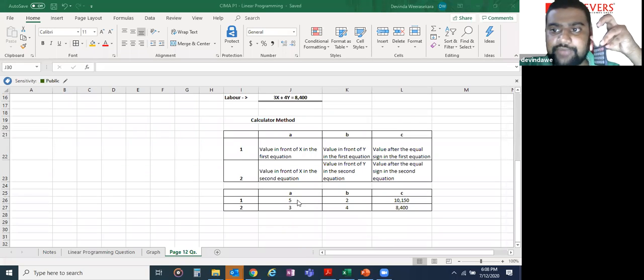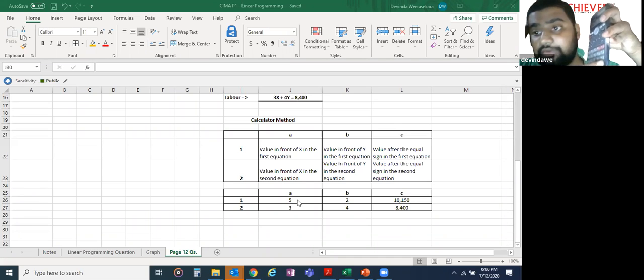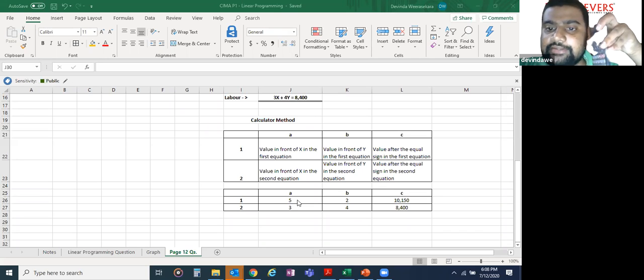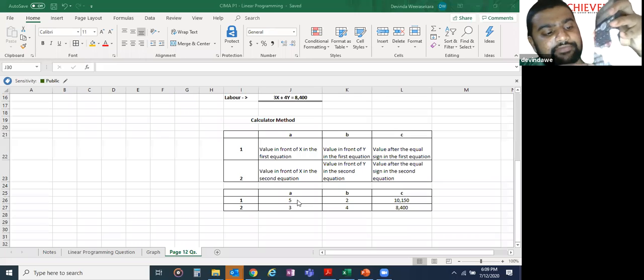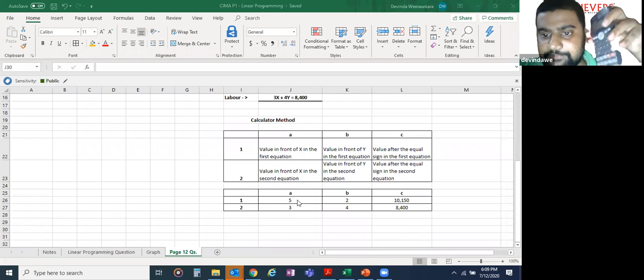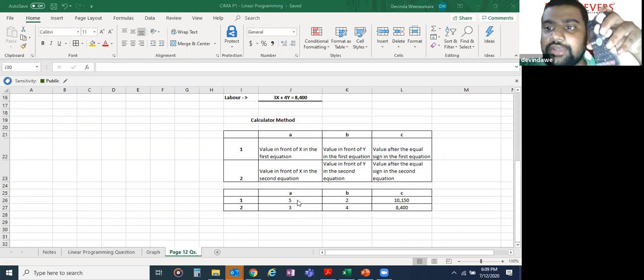The moment you type 5 and press equals, they will ask for B1. What is B1? The value in front of Y in the first equation, which is 2. So type 2 and press equals. The moment you do that, they will ask for C1. What is C1? The value after the equal sign in the first equation, which is 10,150. So type 10,150 and press equals. The moment you do that, they will ask for A2.